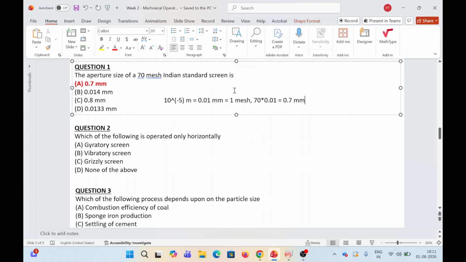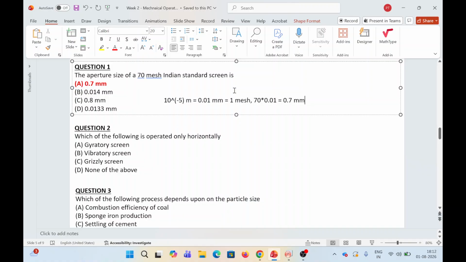The question is, which of the following screens is operated only horizontally? Gyratory screen, vibratory screen, grizzly screen, and none of the above. So we just went through a few of the names of the screens, right? Gyratory, vibratory, grizzly, trommels, banana. So among these, which of the following is operated only horizontally? Is it gyratory screen, vibratory screen, grizzly screen, or none of the above?